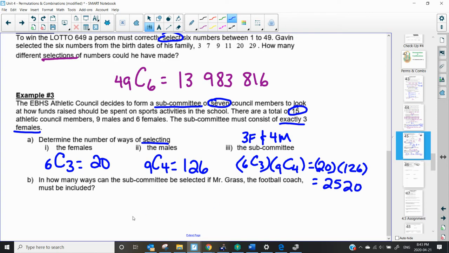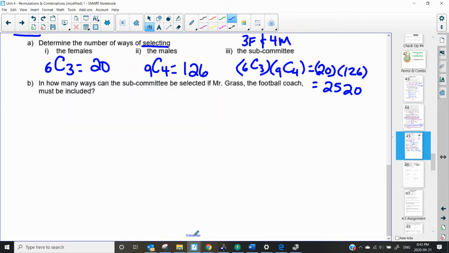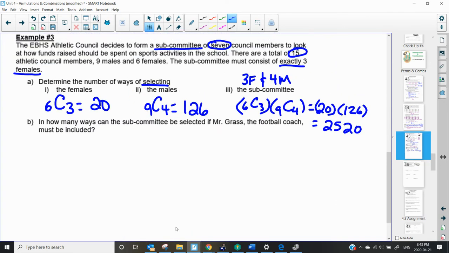Now, if we add in some added restrictions here, how many ways can the subcommittee be selected? Again, order doesn't matter. If Mr. Grass, the football coach, must be included. So now we have to have Mr. Grass. We have to have 3 females. We need 7 committee members. There's 4 right there. That means we need 3 other males. So we need Mr. Grass, 3 females, and 3 males.